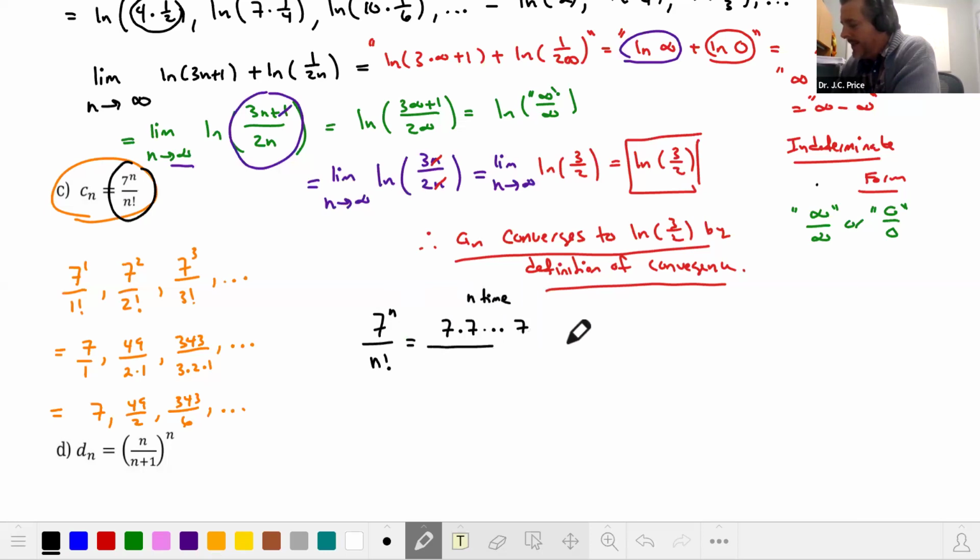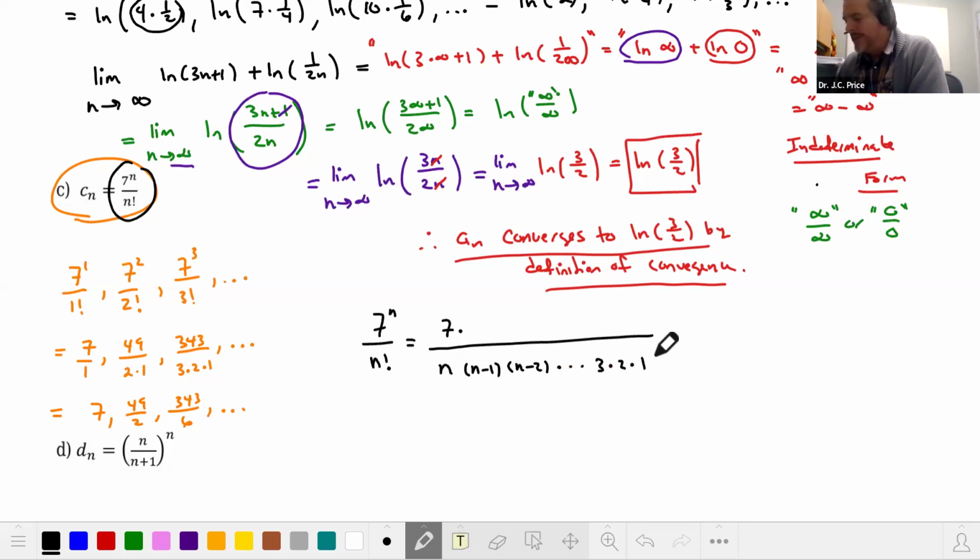And then on the bottom here, I might need a little bit more space, so let me write out the bottom first. Down here I'm going to have n times n minus 1 times n minus 2 times dot, dot, dot, and then times 3 times 2 times 1. Right, that's what n factorial is. And then I'll have a times 7 here, a times 7 here, then I'll write dot, dot, dot, times 7 times 7 times 7.